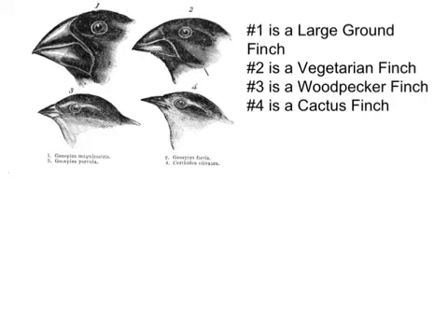Alright, so if you look in your notes, you'll see that there's a section on examples. We're going to be talking about Darwin's finches. The first one was a large ground finch. The second one was a vegetarian finch. The third one was a woodpecker finch. And last but not least, the last one was a cactus finch.